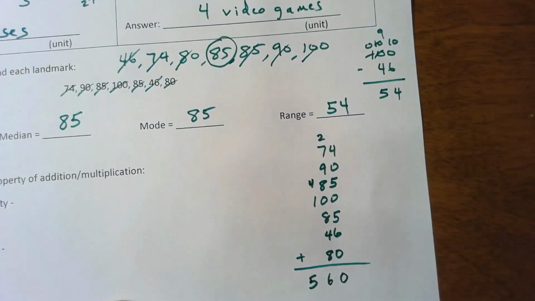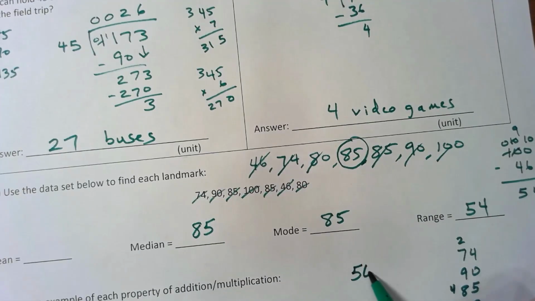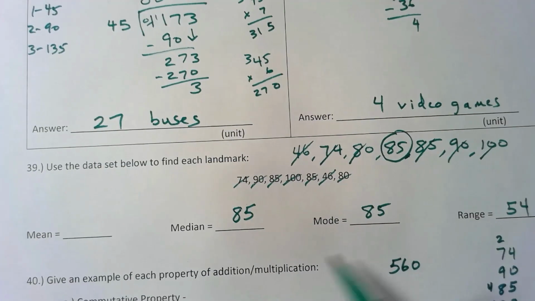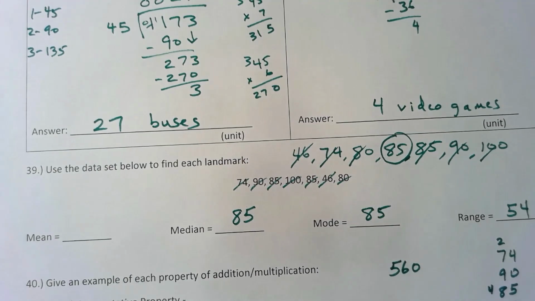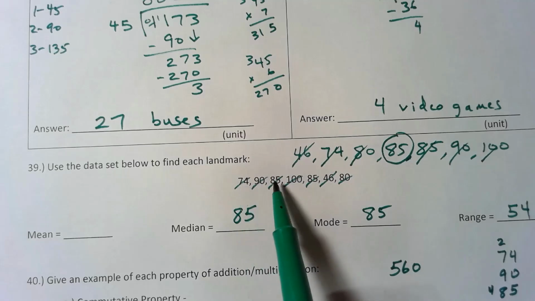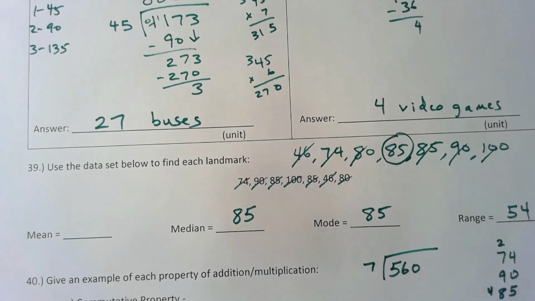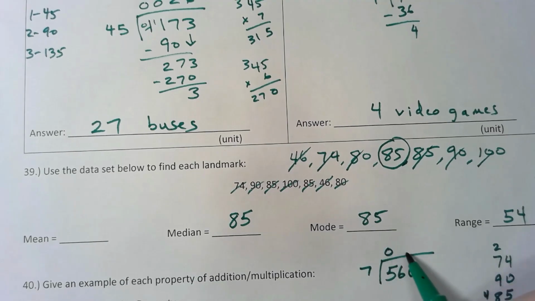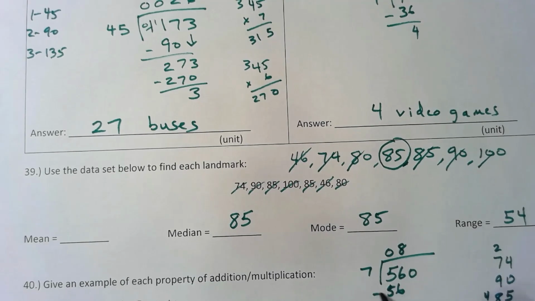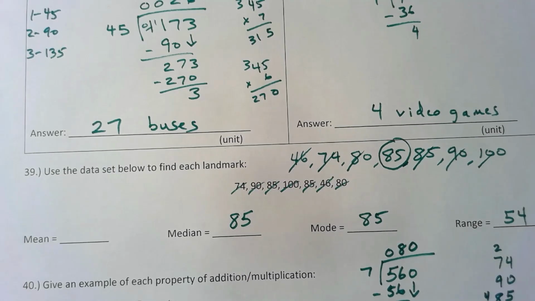So I have 560. That is not the mean, though. That's my big stack of whatever these are, if you want to call them points or numbers, all of these combined. We have 1, 2, 3, 4, 5, 6, 7 pieces of data that we need to level out. So I'm going to divide by 7. 7 does not go into 0, so it looks like the mean, the leveling out point, is 80.